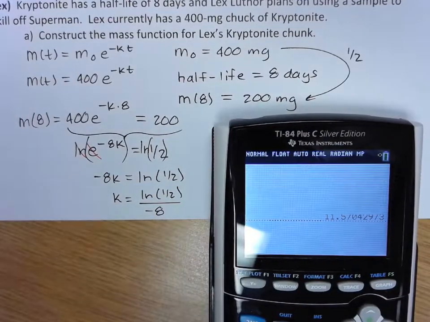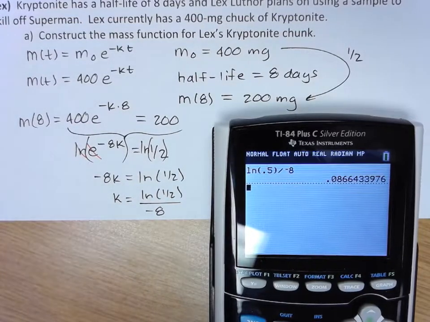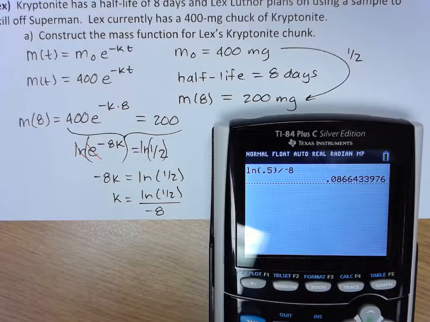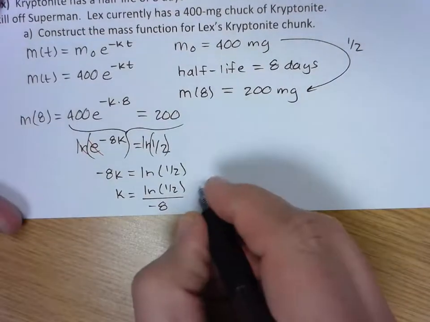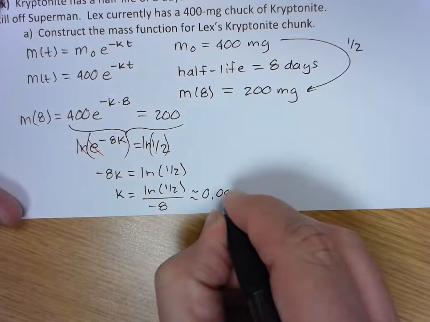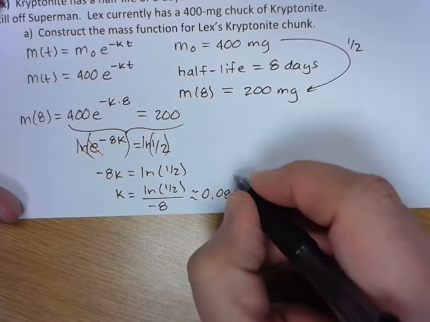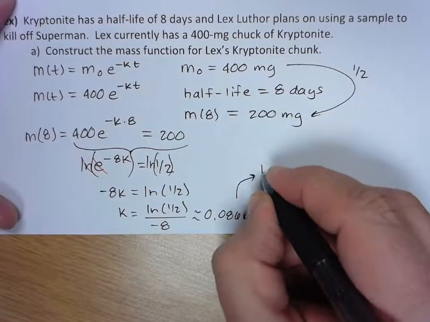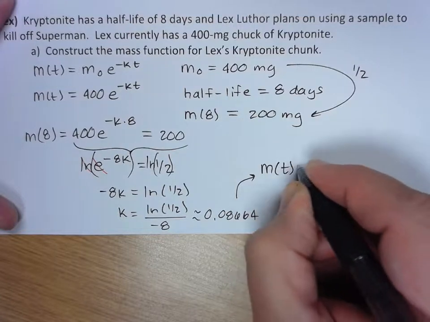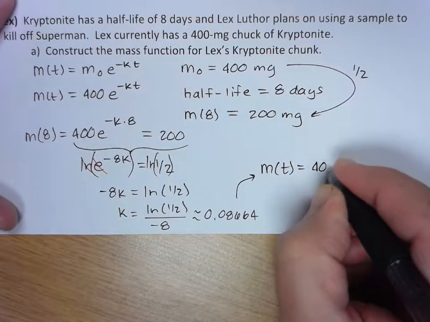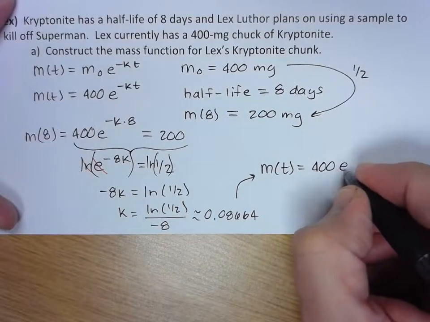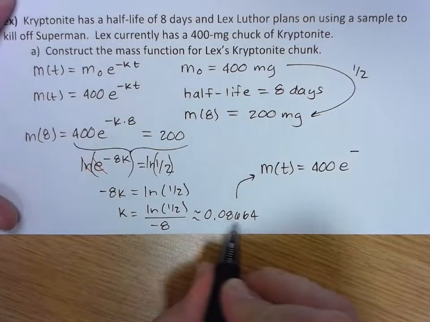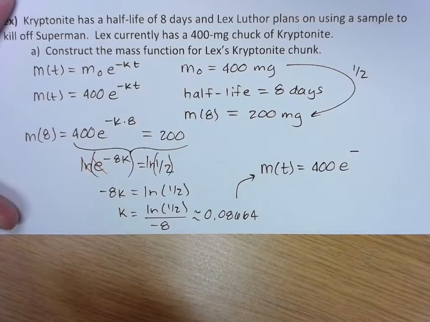So natural log of 1/2, divide that by negative 8, I'm getting 0.08664 if I go to 5 digits after the decimal. 0.08664 for my k value. And now that I know k, I can finish the actual mass model. It says m of t equals 400. There's the initial mass that we start with. e to the negative, again, k is positive here, but it defaults to going back to negative when you put it back in the exponent.